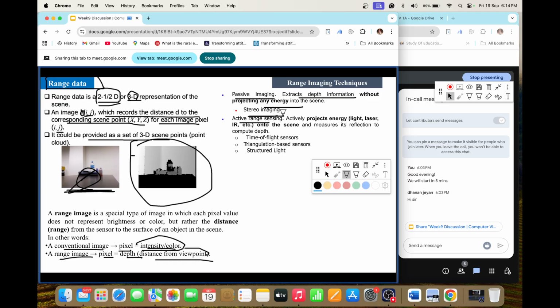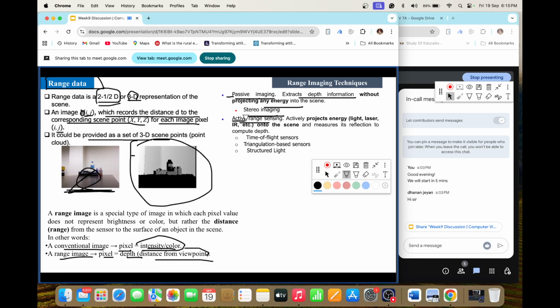So this is known as the passive range imaging technique. Why passive? Because it extracts the depth information without projecting any energy into the scene. That means the two cameras we are using in stereo imaging are not projecting any energy to the scene. Rather, we collect one view from the first camera and the same scene from the second camera, and from that we calculate the depth. So that is passive range imaging.